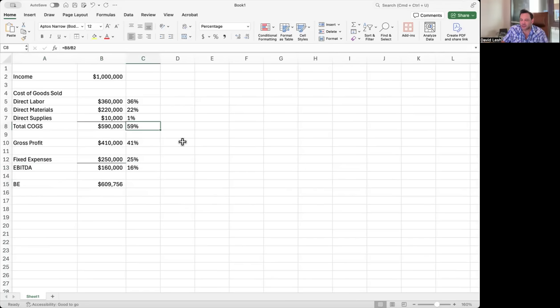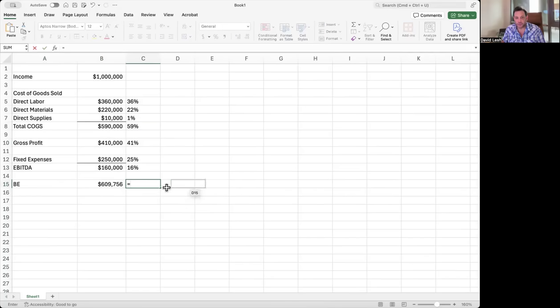So your products cost you 60 cents each to make. That leaves you with 40 cents each left over. You've got 250,000 in fixed expenses to pay. You need $609,000, which equals 609,000 times 41 cents each, 41% being the 250,000 in fixed expenses.